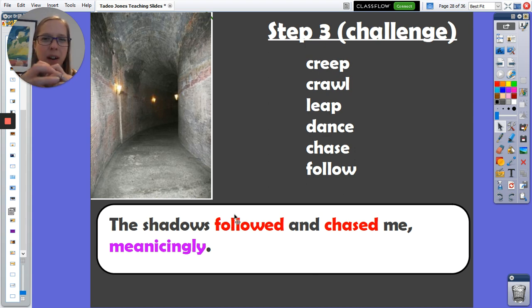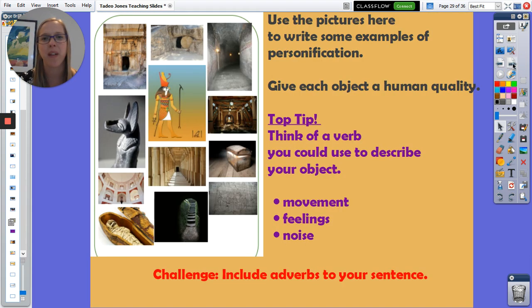Now that adverb, it adds something, doesn't it? It gives you a little bit more of a sense of this could be a bit dangerous. Menacing is a bit mean, a bit dangerous. These shadows are actually not nice. The person who's being followed and chased by these shadows is not happy about that. So that adverb just adds another level of depth to your writing, which is fantastic. So that's your challenge, is to try that.